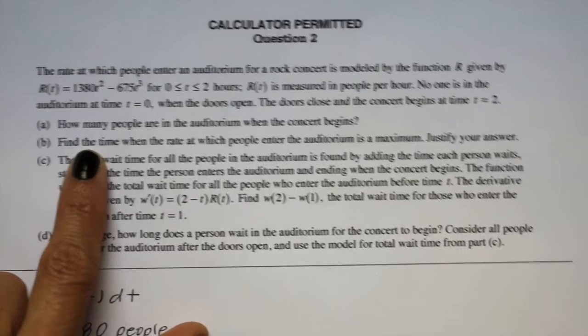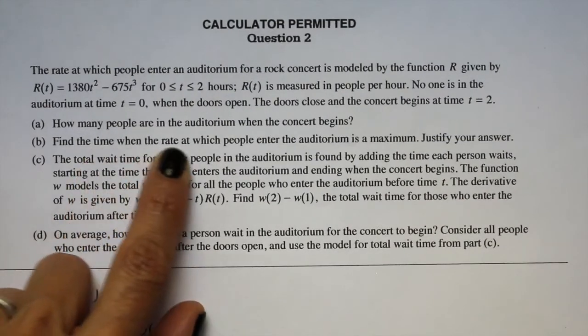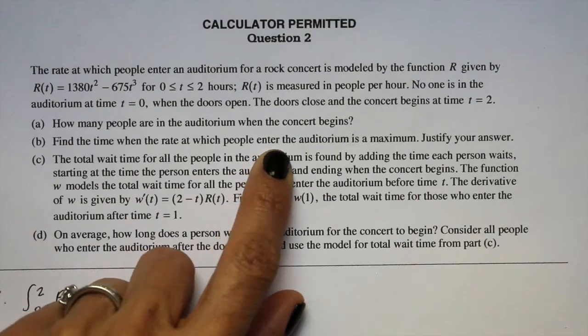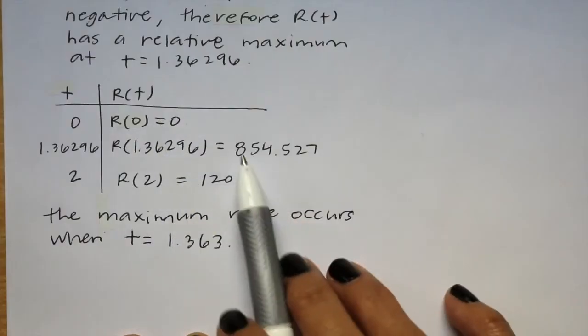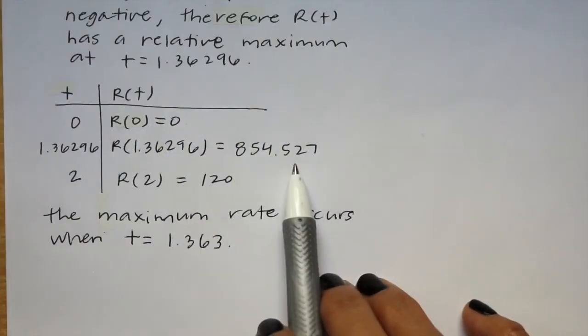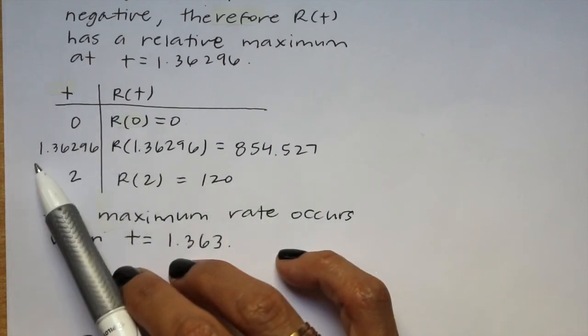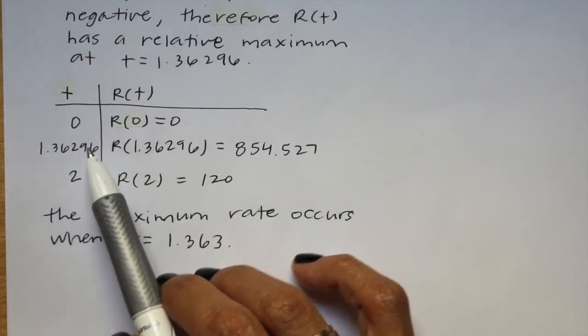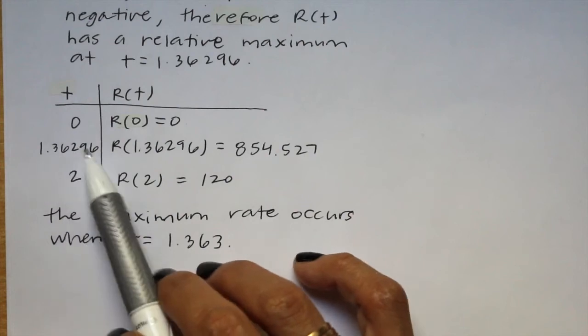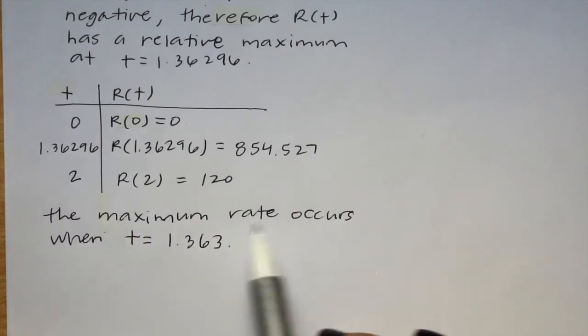We're going to double check for part B. It wanted the time when the rate at which the people enter the auditorium is a maximum. So here you can see that this produced the biggest value, but we want the time, so the time would be the 1.36296. Because it's a final answer, I'm going to round to 3 decimals, so our maximum rate occurs when t is equal to 1.363.